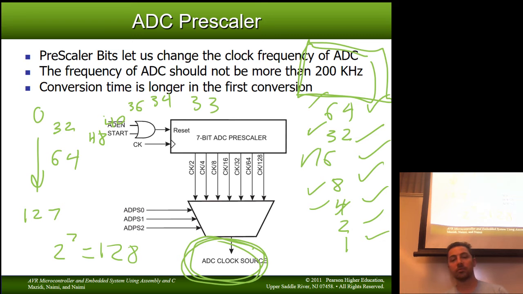So, grab a calculator for this. If we have 16 megahertz as our clock frequency, how do we determine the minimum prescaler? Well, we know that we have a 16 megahertz clock. 16 megahertz divided by x has to be less than or equal to 200 kilohertz. How do I rearrange this algebraically to solve for x?